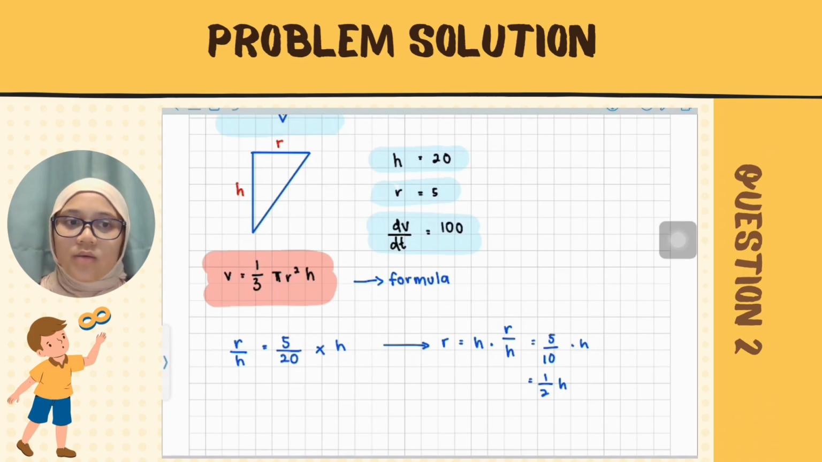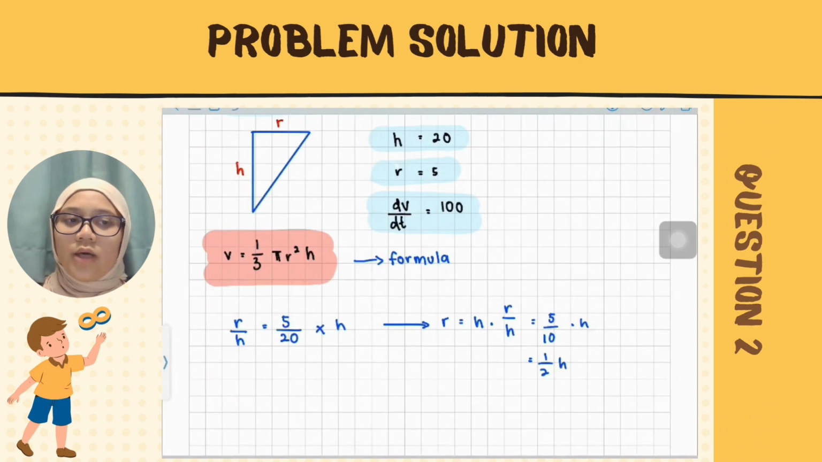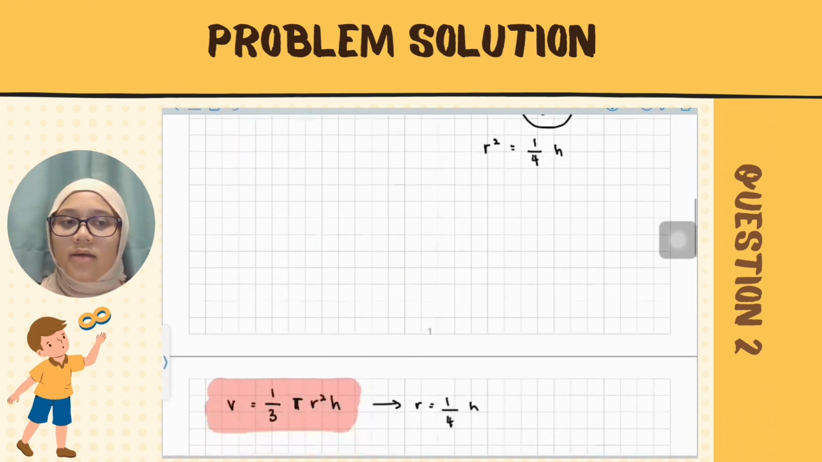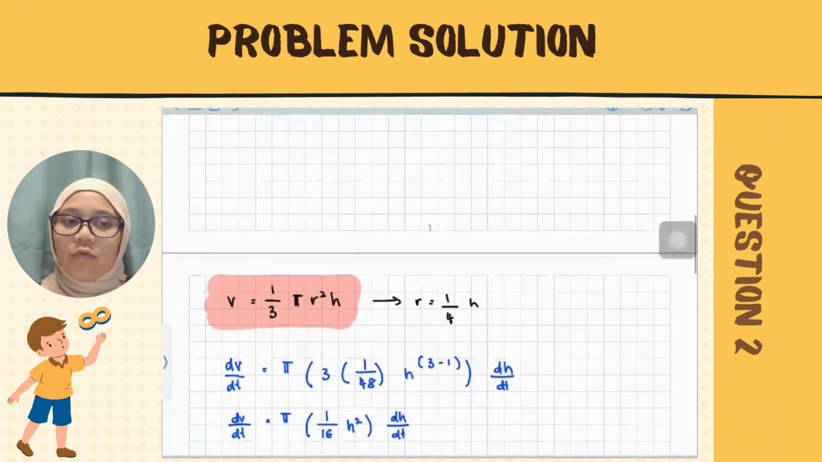So we are going to write r over h, which is 5 over 20, multiplied by h, and then r equals h multiplied by r per h, equals 5 over 10 multiplied by h, and then we are going to get 1 over 2h. And then we are going to solve the question, which is V equals 1 over 3 pi r square h, and then r square is going to be substituted by 1 over 4h.